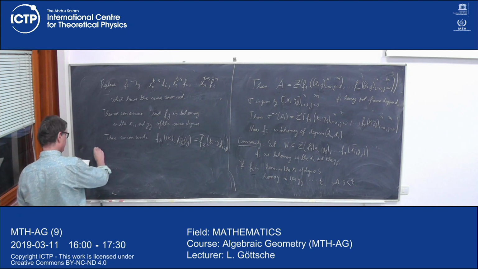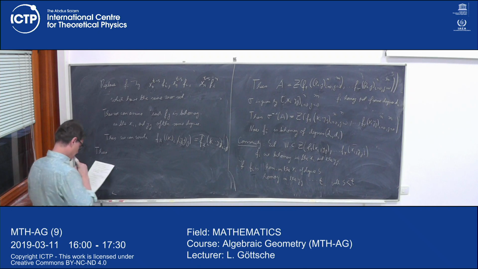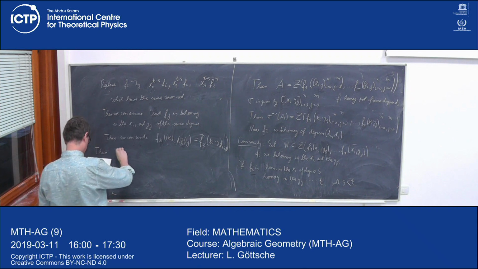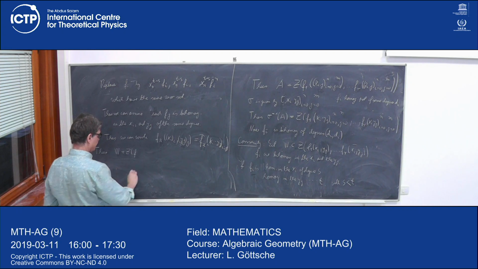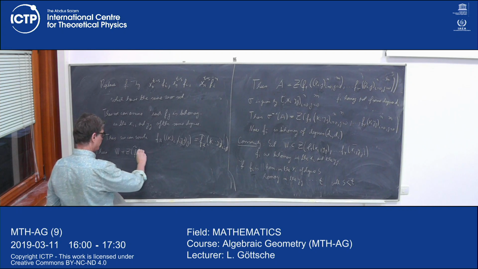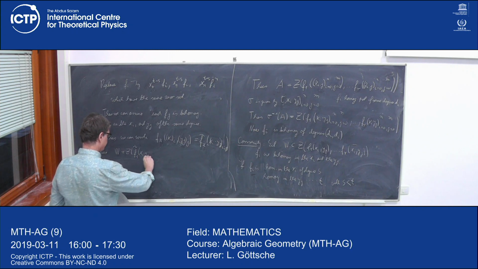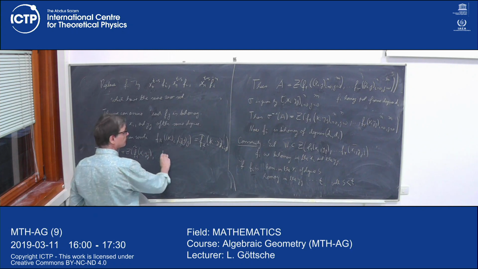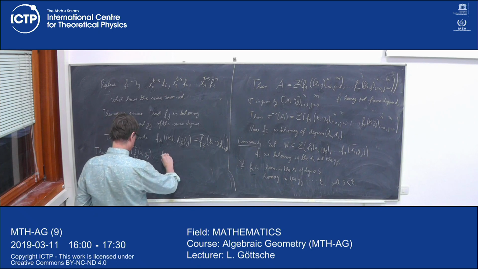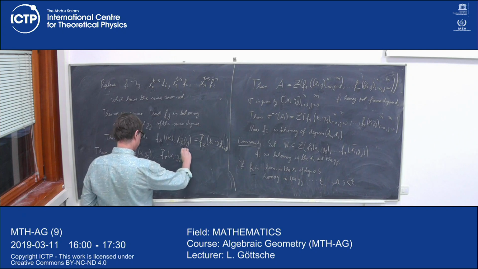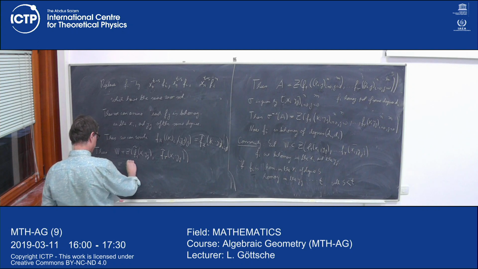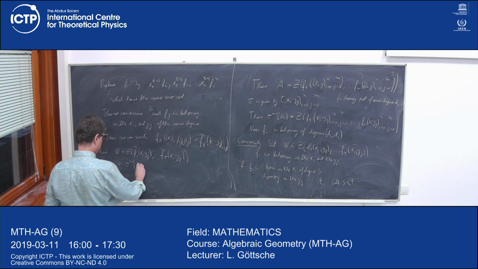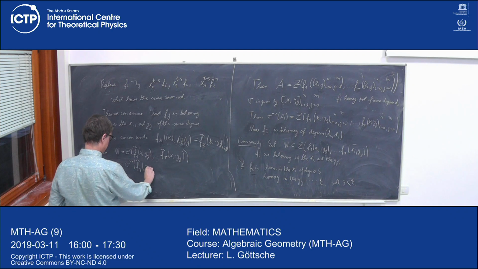Thus, we have that W is equal to the zero set of f1 tilde of xi times yj, ..., fr tilde of xi times yj, which is the inverse image of the zero set of f1 tilde of zij.